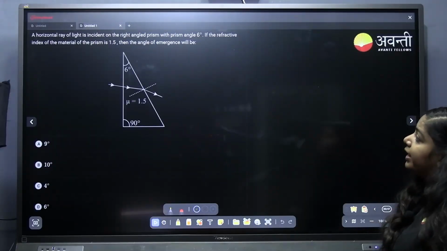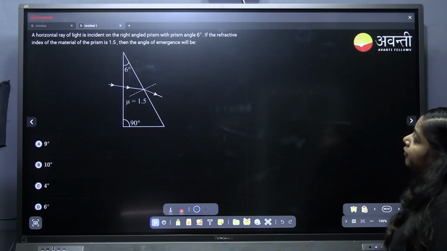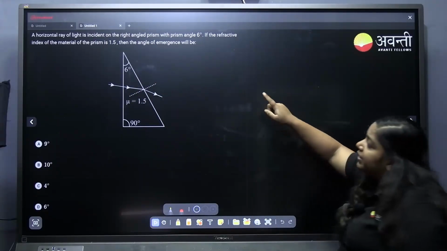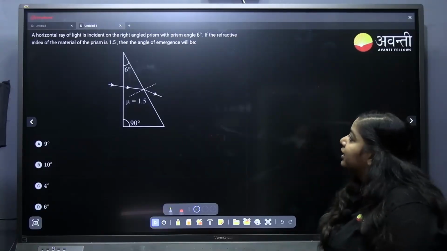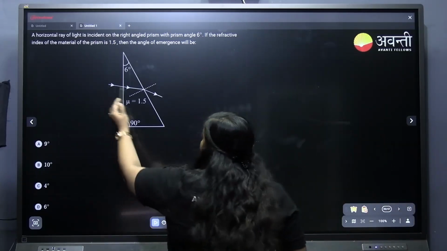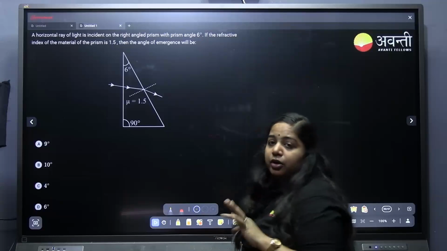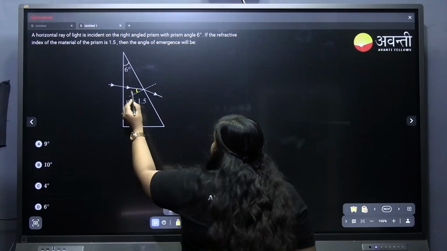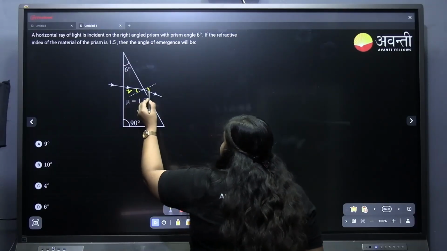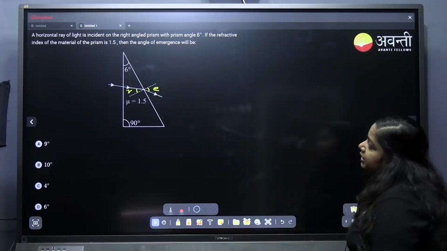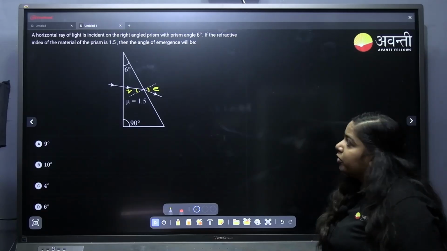A horizontal ray of light is incident on the right angled prism, with prism angle 6 degree. So this angle is just 6 degree. If the refractive index of material of prism is 1.5, then angle of emergence will be. Okay. So it is entering normally. Normally means there will be no refraction at that angle. So directly here it is hitting here. Let's say the angle is R and this is angle of emergence E. Then if you want to find a refractive index, E, then how you will find?